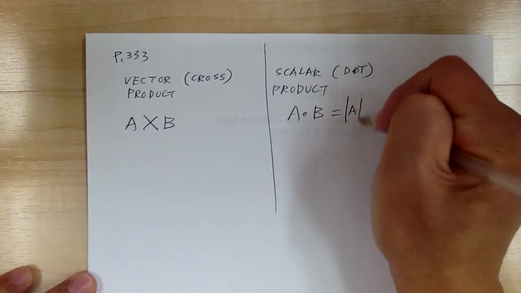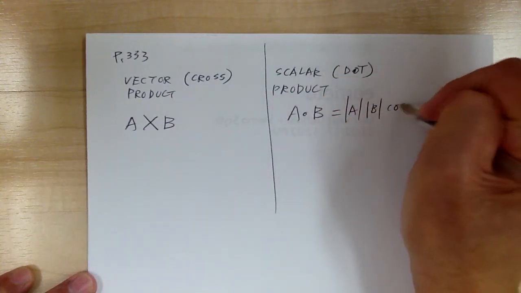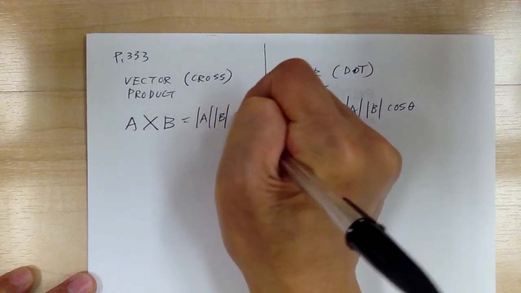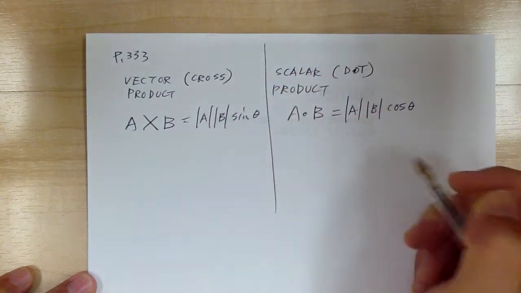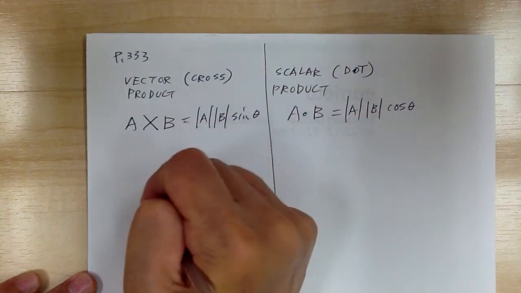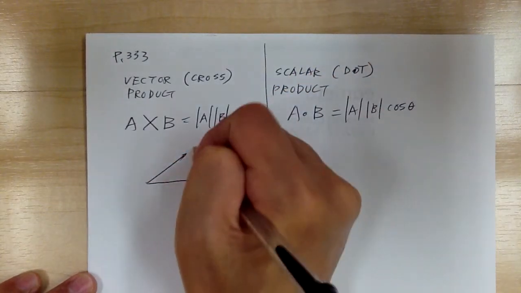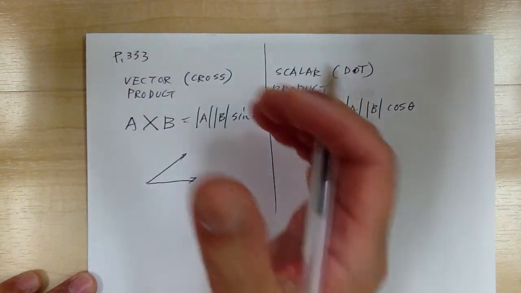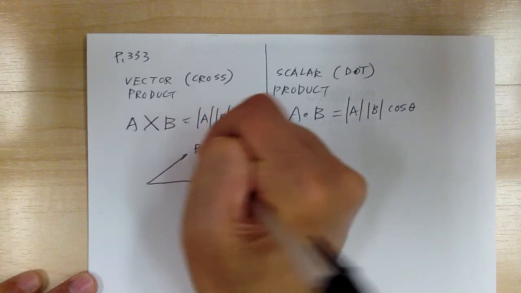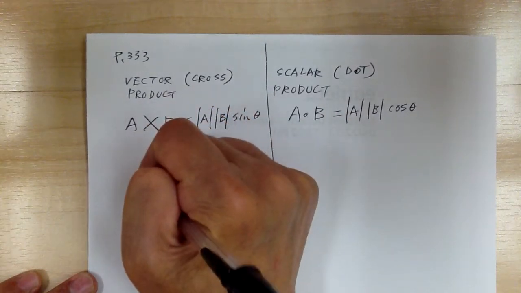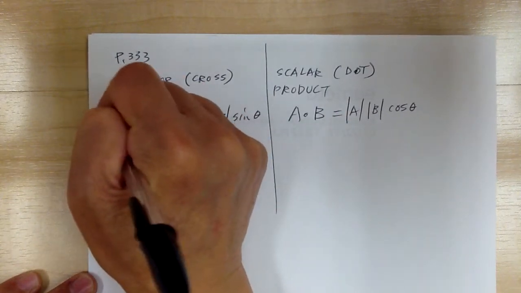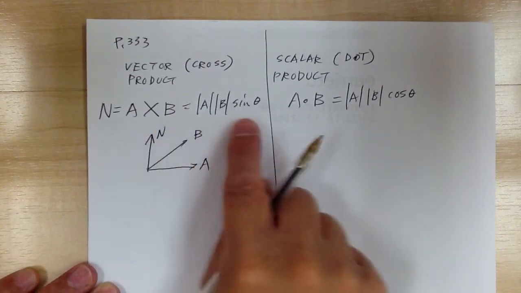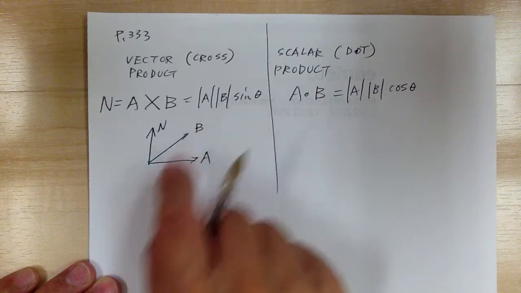A dot B is equal to A B cosine theta. This is equal to A B sine theta. So when you're doing a cross product, you have to apply the right hand rule. You have to go counterclockwise. So A cross B will give you the normal. So the normal is equal to A cross B, and the length of that is AB sine theta.